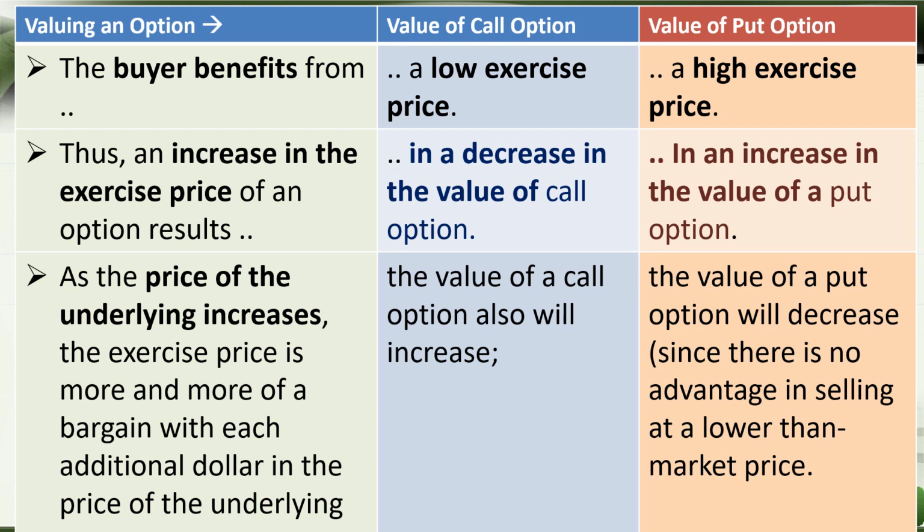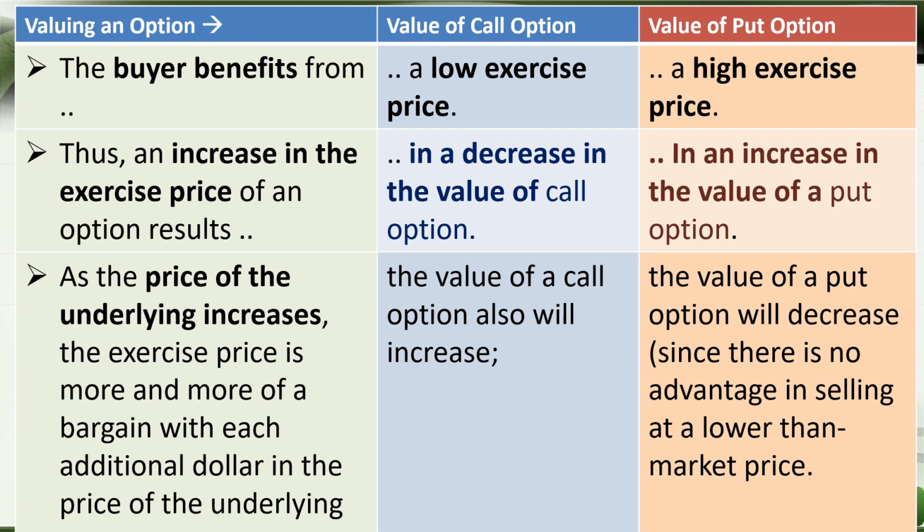As the price of the underlying increases, that is, if the market value of the underlying asset increases, the exercise price is more and more of a bargain with each additional dollar in the price of the underlying. So as the market price keeps increasing, the value of a call option will also increase, because he has the same fixed price already with his call option. If he is selling the call option, the underlying asset price is increasing, so his call option price also will increase.